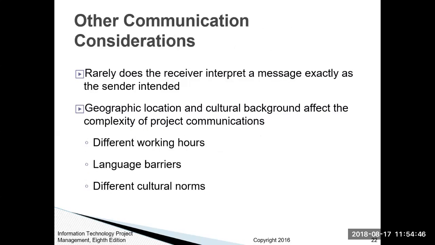Other communication considerations. Rarely does the receiver interpret a message exactly as the sender intended. And as an instructor, I do find that a lot. And again, when you're writing information, written information does not have the same connotation and the same tone as you may speak. And sometimes when you write things, and I know for me, when I'm trying to emphasize a certain area, I will try to highlight in red, or I'll bold it or make it a different color to bring attention to it, to show importance.